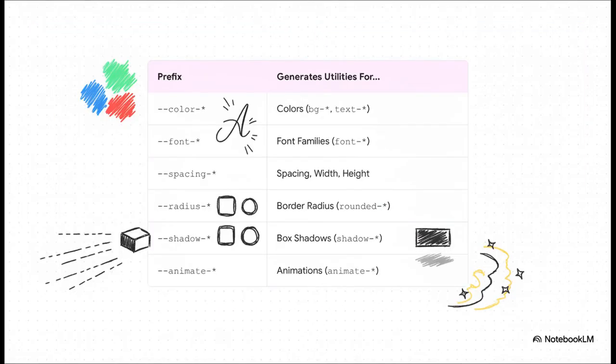And the whole system is just beautifully predictable. Tailwind just looks at the prefix of your custom property to figure out what to do. If it starts with --color-, it knows to make color utilities. If it starts with --font-, it makes font utilities. --spacing- for spacing. You get the idea. This simple convention makes building out your theme incredibly intuitive.